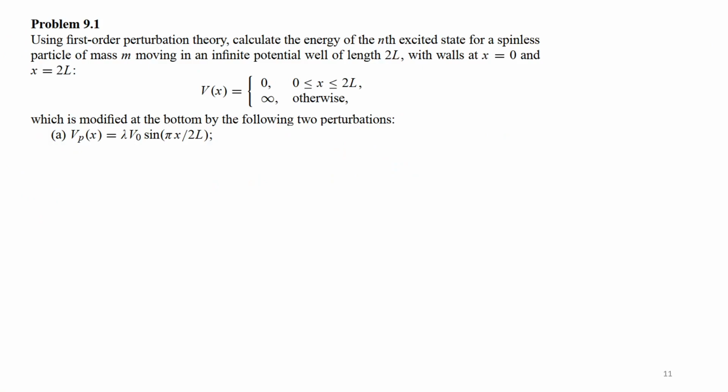So the problem states: using first order perturbation theory, calculate the energy of the nth excited state for a spinless particle of mass m moving in an infinite potential wall of 2L, with walls at x equal to 0 and x equal to 2L. The potential inside the wall is 0 and outside the wall it is infinity. That means your particle can't stay outside, it will be inside the box.